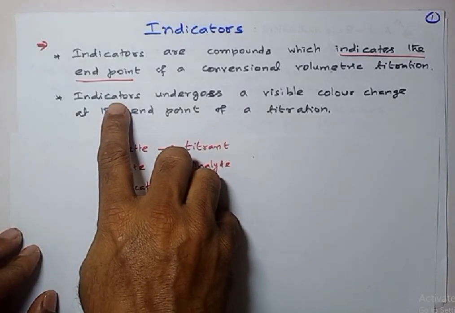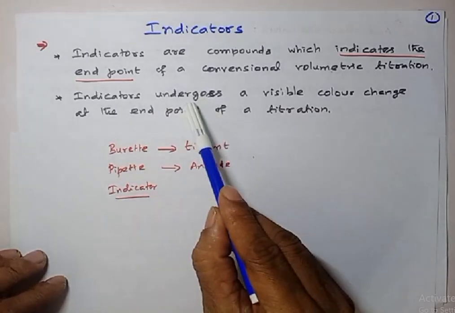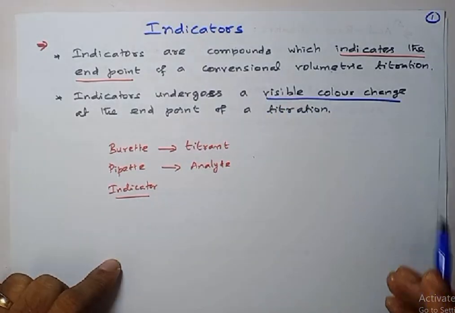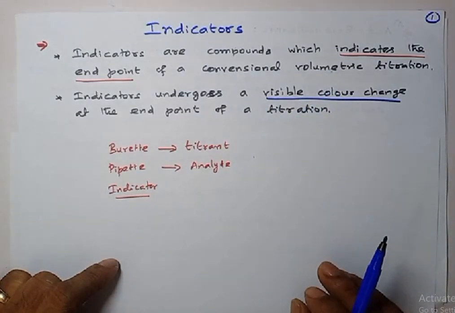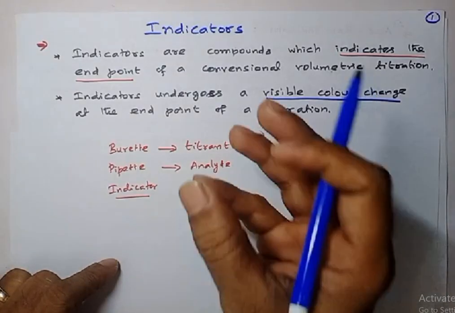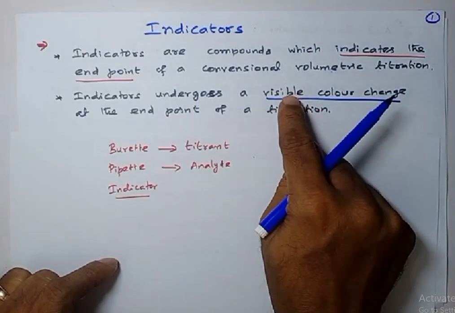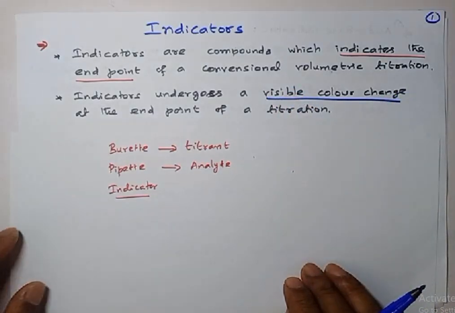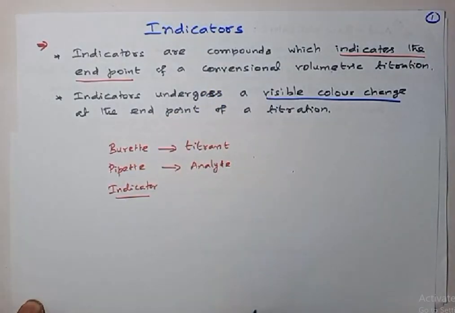Now, observe this carefully. Indicators undergo a visible color change. This is very important. You cannot use just any substance as an indicator. Why? What is the speciality about an indicator? Indicators should show a visible color change at the end point of a titration. At the end point, some visible color change should be there. That's the characteristic of an indicator.